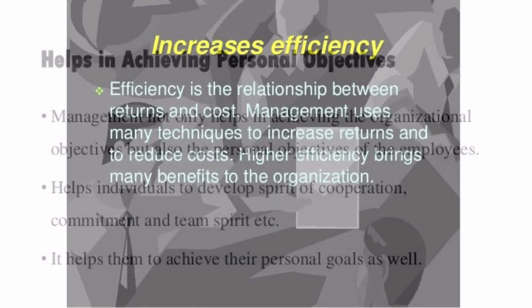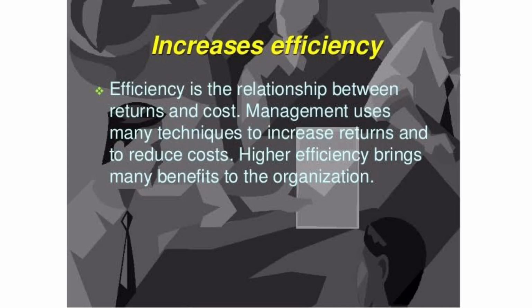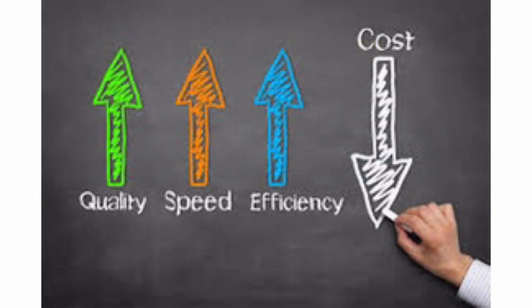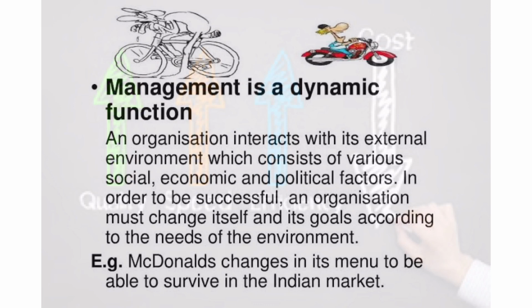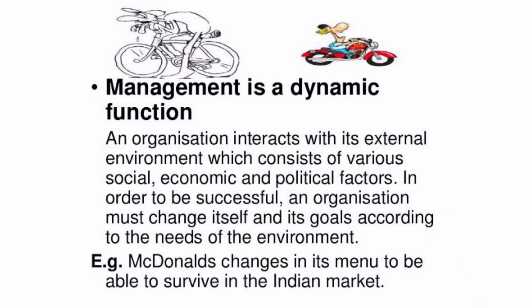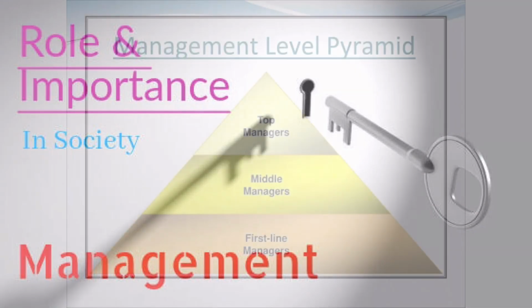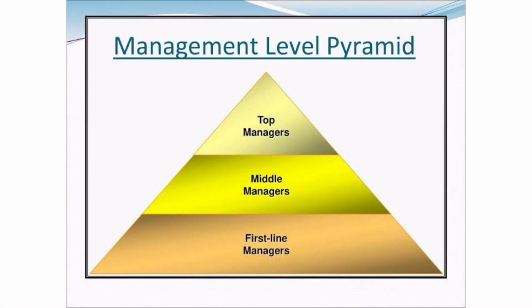The next importance is that management increases efficiency. Efficiency is the relationship between returns and the cost. So definitely a manager increases efficiency through the optimum utilization of resources like man, machinery, material or money. Hence, that's simple. The next importance is the same as your feature, that management creates a dynamic organization. It has the same explanation as that of your feature. The next one is that management helps in the development of society, and it is the same as your objective of management.